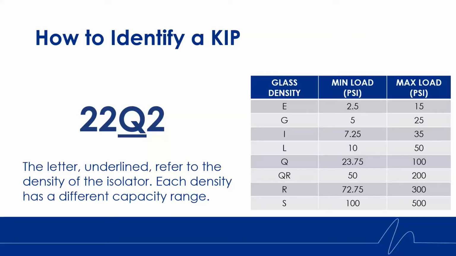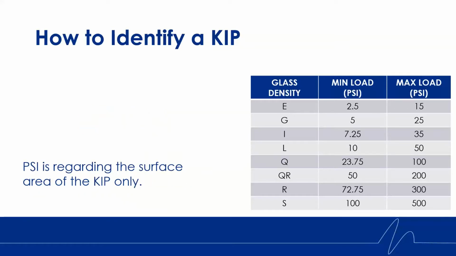This chart shows the minimum and maximum load per glass density. Our charts show minimum and maximum loads in relation to PSI, or pounds per square inch. The KIP isolator can come in different lengths and widths, as well as heights. The two factors determining the load capacity of an isolator are the surface area and glass density.